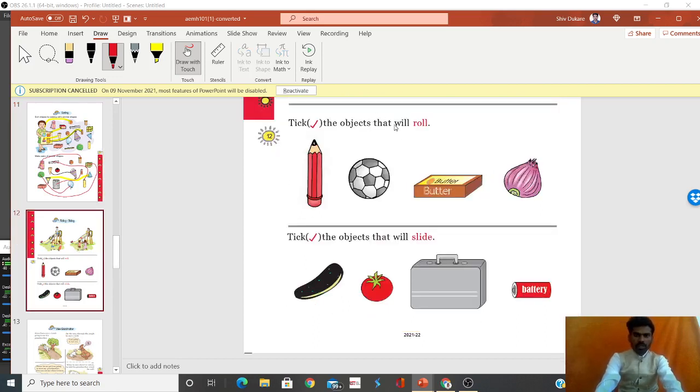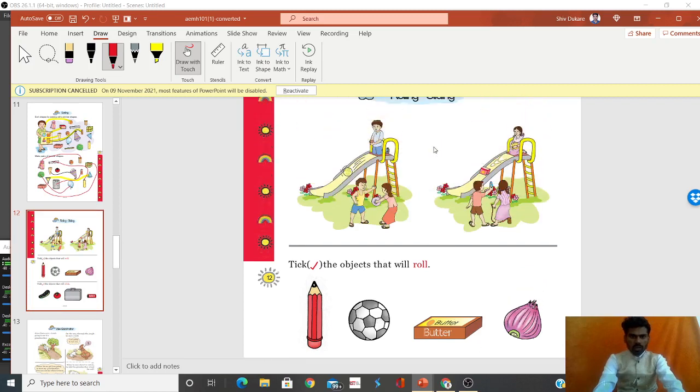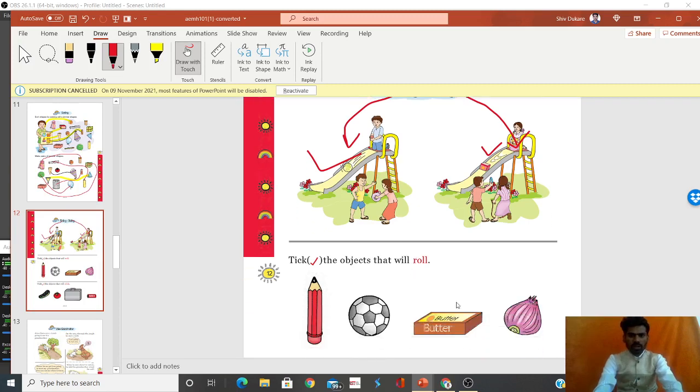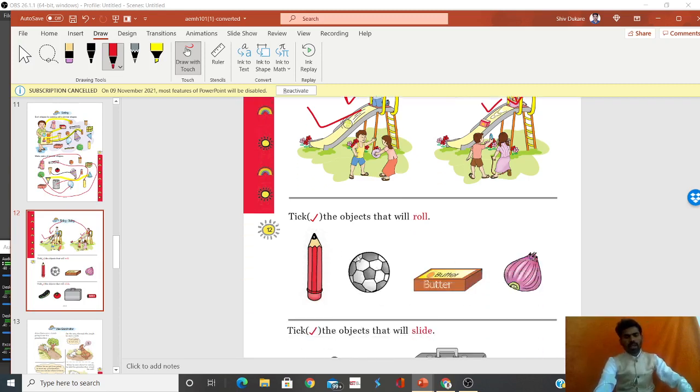Tick the object that will roll, and here you can see the example of rolling and sliding. What is sliding and what is rolling? This is the example of rolling and this is the example of sliding. Okay, this is sliding and this is rolling. Here you have to find out which is sliding and which is rolling. This will roll and this will slide and this will also roll.